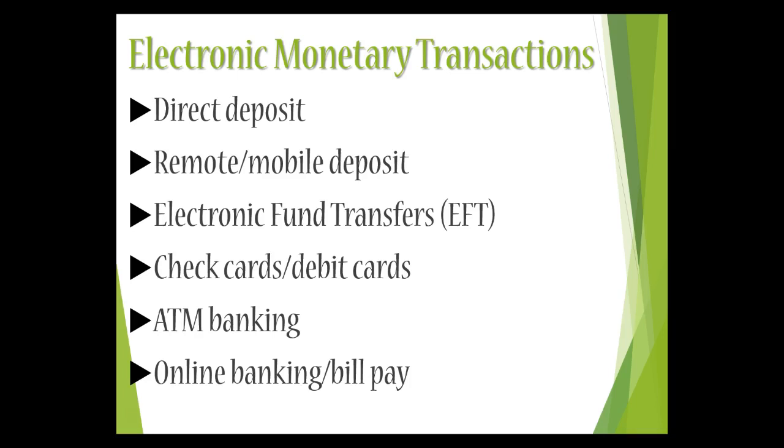Check cards and debit cards are an electronic form of payment that allows you to pull money from your checking account to purchase things, as opposed to a credit card in which you're taking out a short-term loan. When you use a debit card, you're taking money immediately out of your checking account, and so there's no debt or loan that needs to be repaid. You've got ATM banking, which is just your ability to deposit and withdraw or transfer funds in your account, all by interacting with a machine. It's pretty standard. Most people are comfortable and familiar with ATMs.